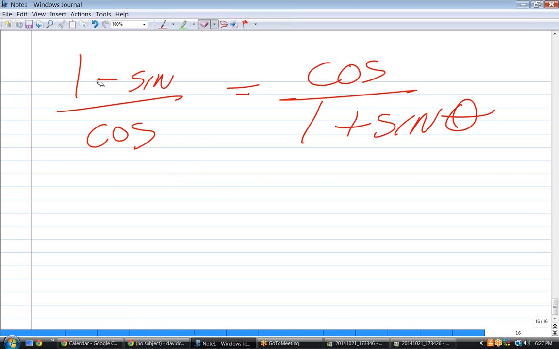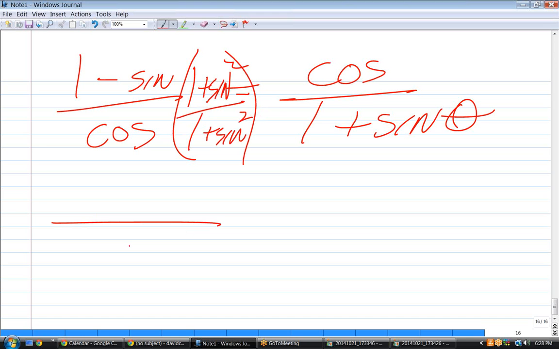Why? Because if I multiply by the conjugate, excuse me, let's work with this side over here. If I multiply by the conjugate, the bottom turns into 1 minus sine squared, which is cosine squared. That's going to allow me to reduce a lot over here. I could also multiply by the conjugate here. We can work with the left side. Let's multiply by the conjugate, which is 1 plus sine over 1 plus sine.